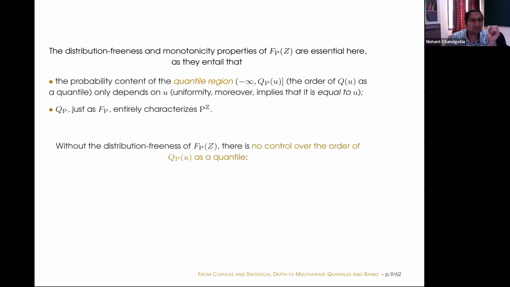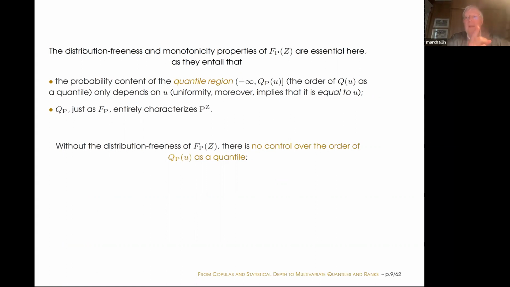So by distribution freeness, you just mean absolute continuity of the density? No. I mean that the distribution of F computed at Z does not depend on the distribution of Z, which is P, okay?